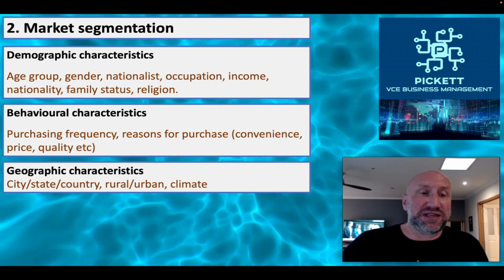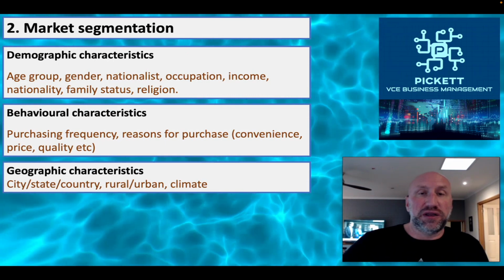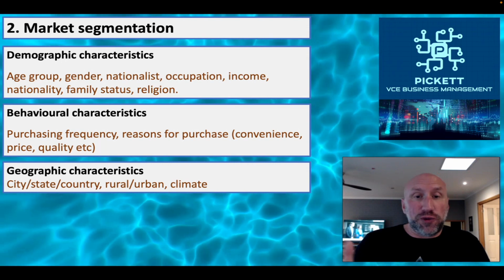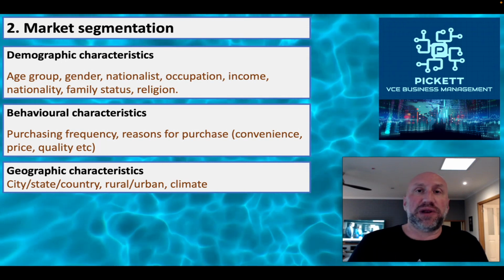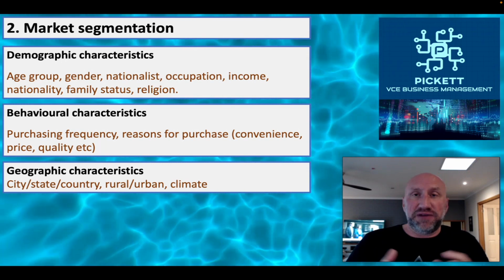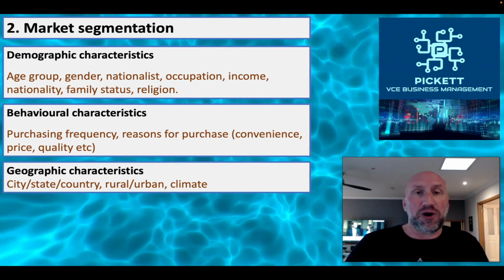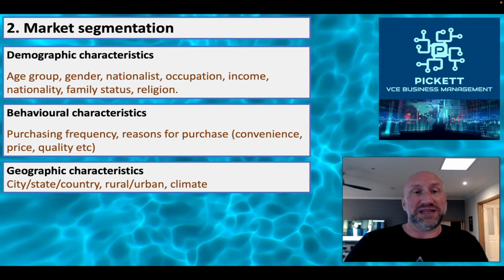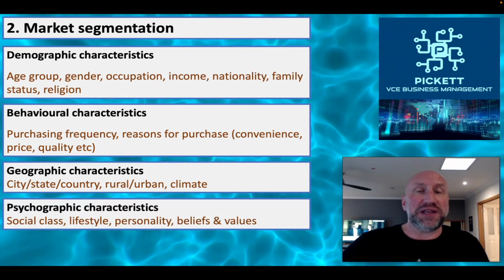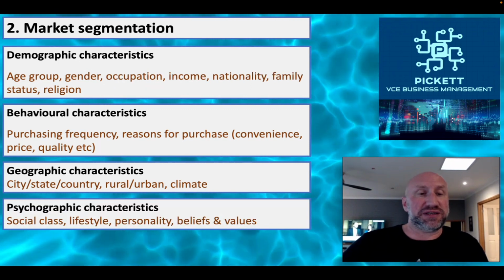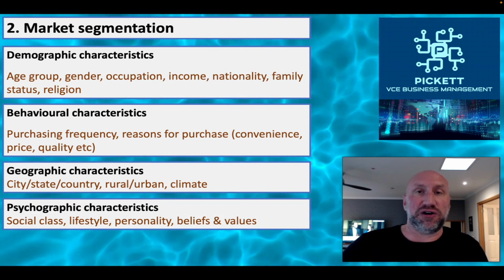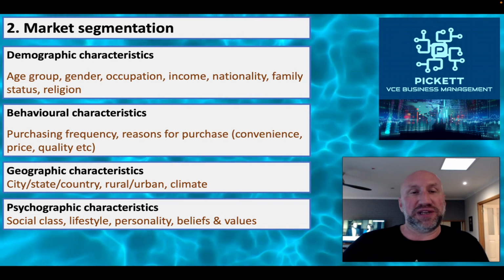Geographic characteristics, so city, state, country, rural versus urban. Climate can also play an important part in this. Even if you're selling right across Australia, obviously there's different climates, and that might play into your marketing in different parts of the country. And then psychographic characteristics, so social class, lifestyle, personality, what types of beliefs and values.